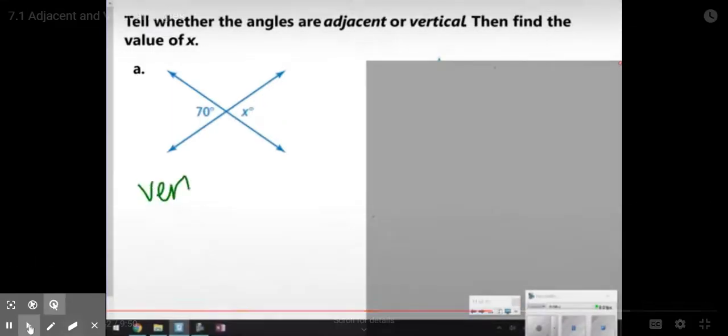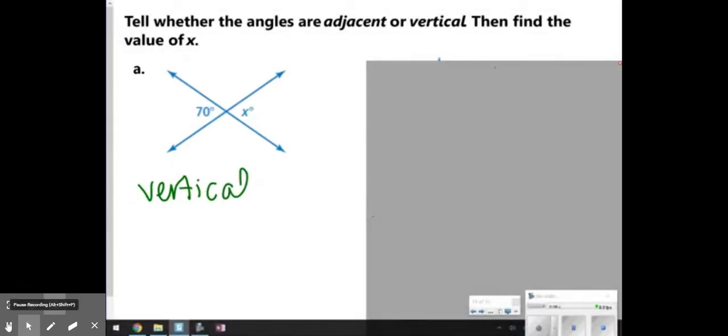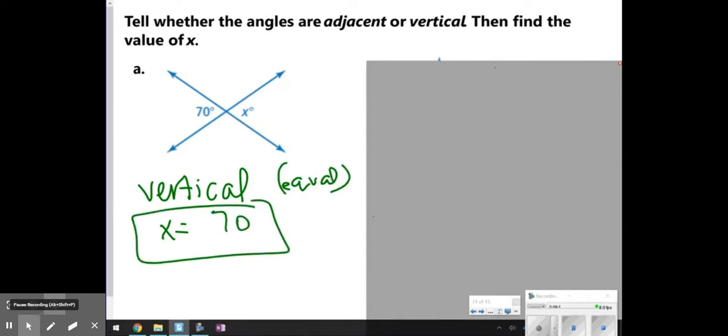Tell whether the angles are adjacent or vertical. So in angle A, those are going to be vertical angles because they are opposite from one another. And x will be equal to whatever 70 is equal to, because vertical angles are equal. So x is equal to 70.